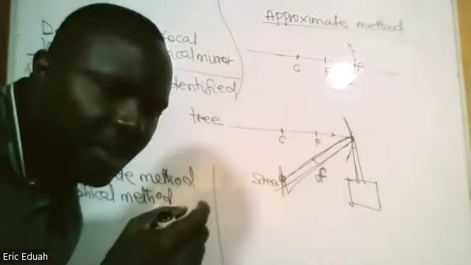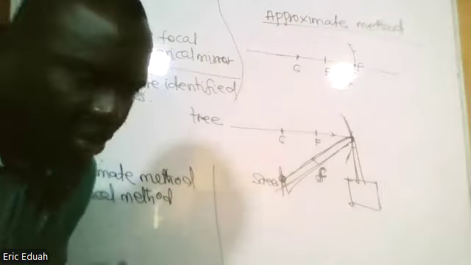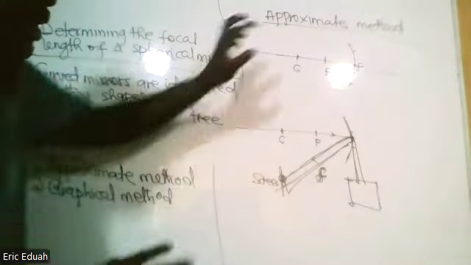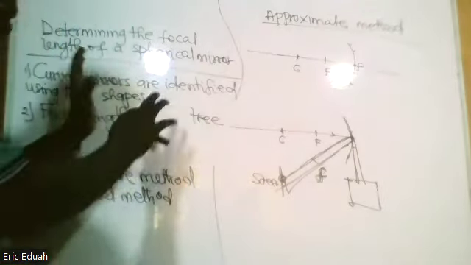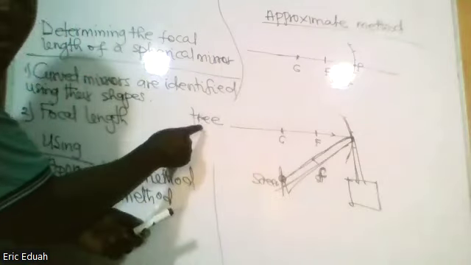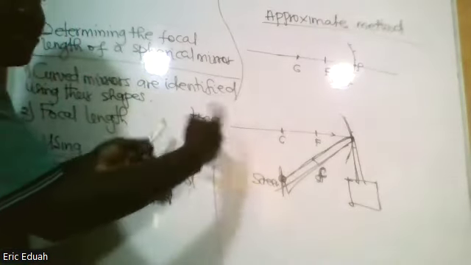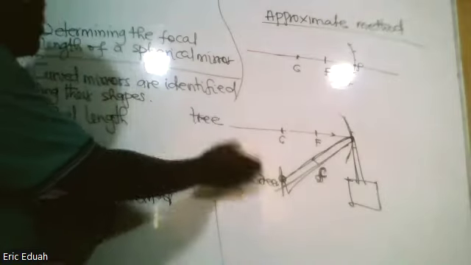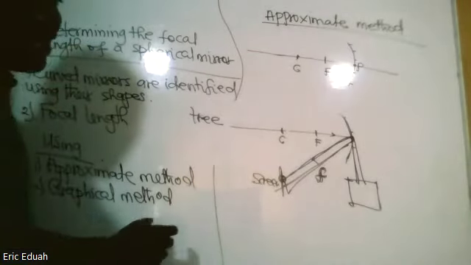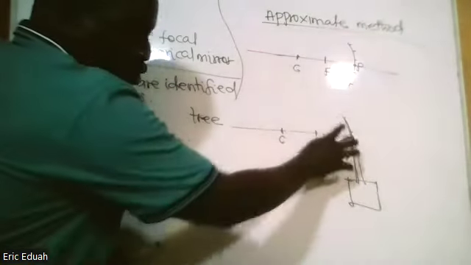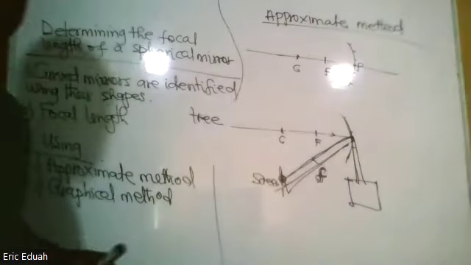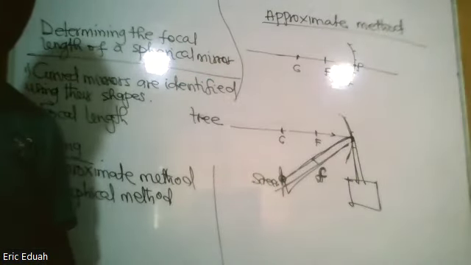It isn't so precise or accurate, which is why we call it approximate, because of not knowing the exact position of the image. But we are assuming that once the object is far, it's at infinity. So the distance from the mirror to the screen becomes the focal length of the mirror.